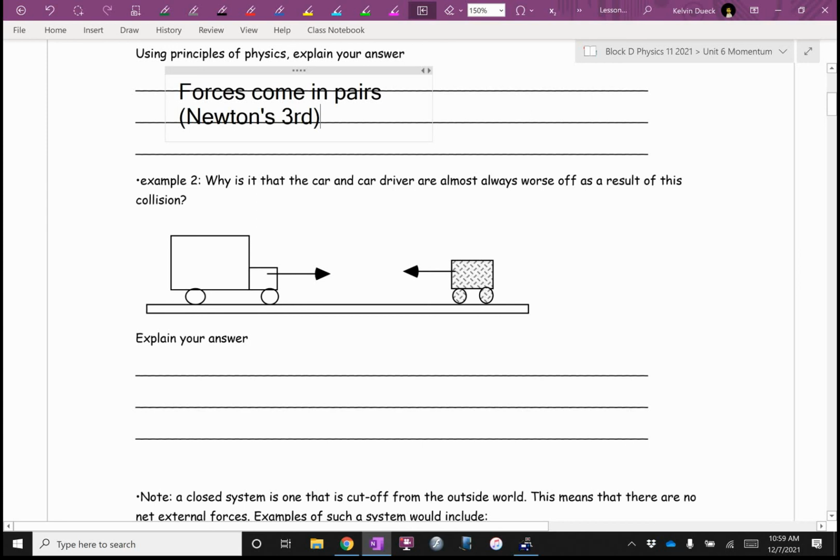Well, why is it that the car and the car driver are almost always worse off as a result of this collision? Okay. Same force. Let's draw a little line like this. Big mass, small acceleration. Small mass, big acceleration. Does that work as my explanation? You'll figure out what we're getting at. And it's acceleration that does the damage.